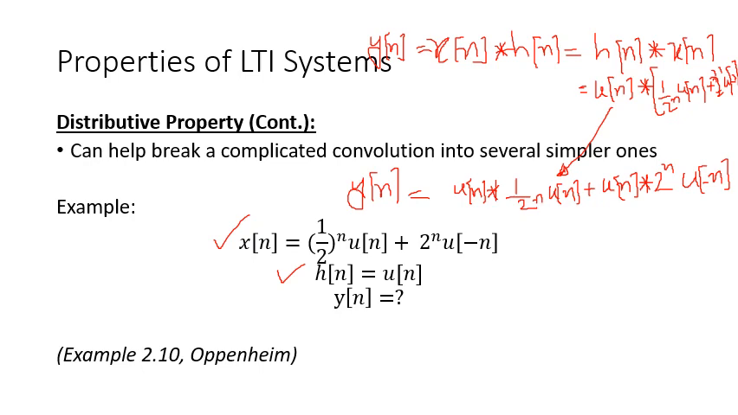So you see, we have split the convolution into two parts. In one part, we are going to find the convolution of the step function with (1/2)^n u of n, and plus in the second case, we convolve u of n with 2^n u of minus n, and that's quite straightforward. Now it's very easy to find the convolution, right? And for the two parts, summing them will result into the output.